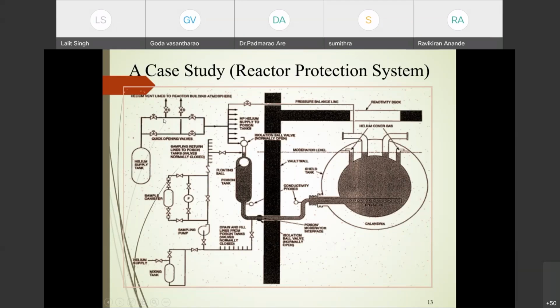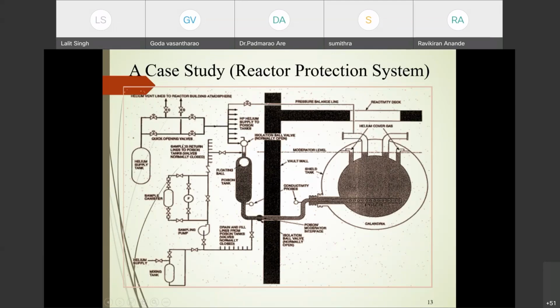So to tackle this scenario, let us put one more valve in series so that if one valve fails to close, the other valve will close and it will ensure that helium pressure is not passing through to the poison tank. And hence we have to put one additional valve in series in both the parallel lines.